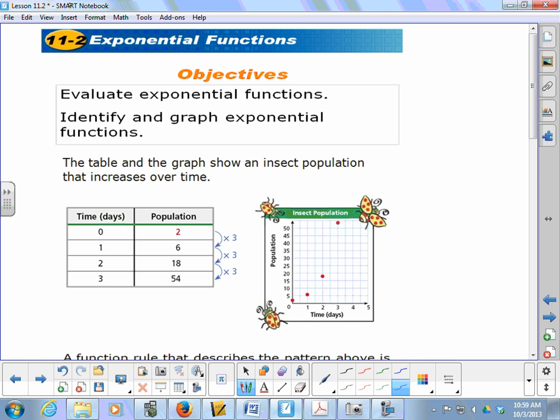Okay, exponential functions. All right, keep your phones away.